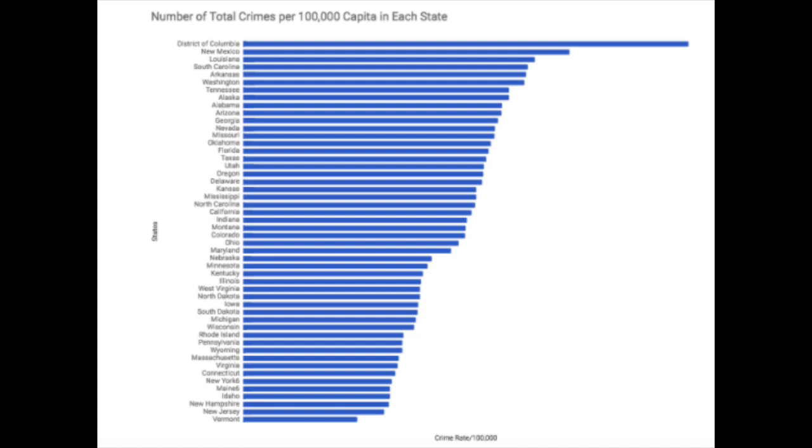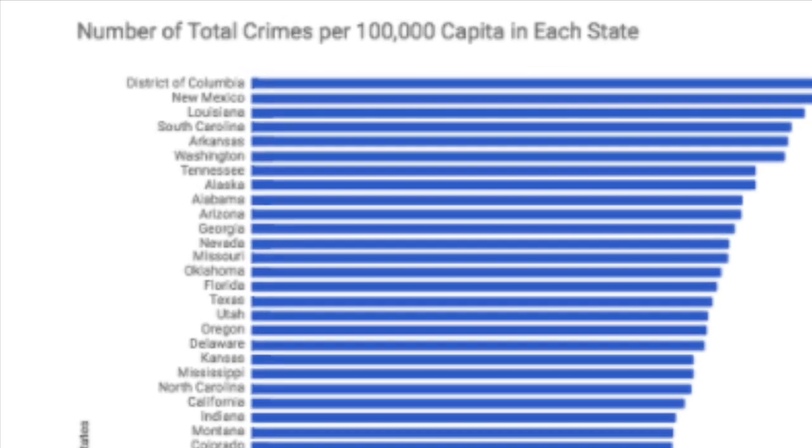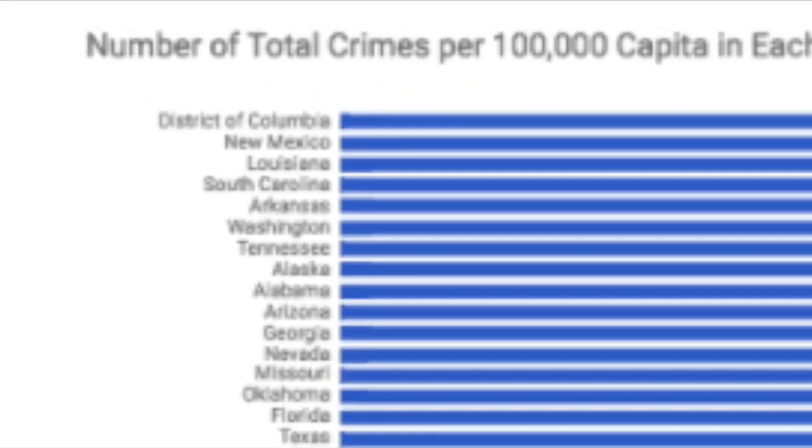The graph displayed below shows the total number of crimes per 100,000 of the population in each state. We did this in order to understand the total number of crimes by the population in order for it to be more representative. And here we found out that the District of Columbia has the highest number of total crimes per 100,000 of its population.